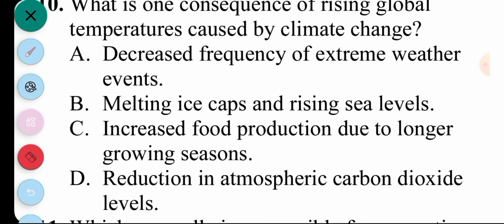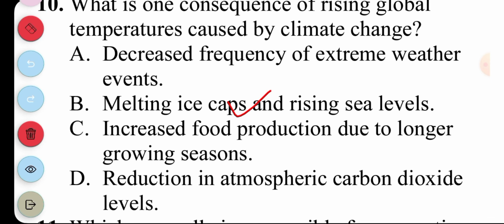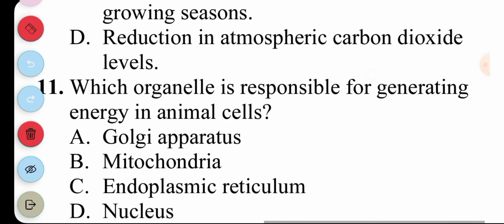A. Decreased frequency of extreme weather events. B. Melting ice caps and rising sea levels. C. Increased food production due to longer growing seasons. D. Reduction in atmospheric carbon dioxide levels. And the answer to this is B. Melting ice caps and rising sea levels.